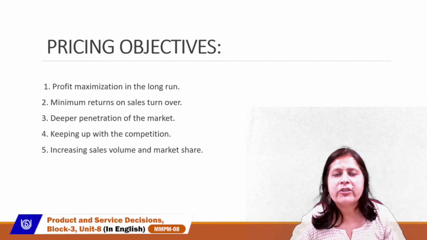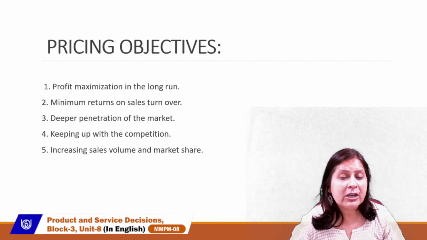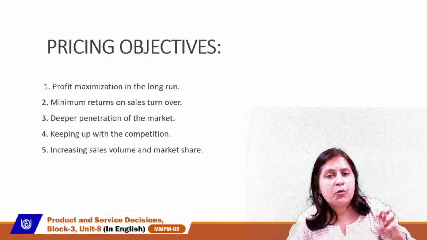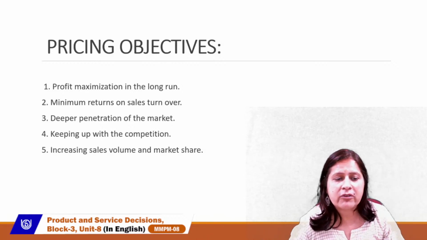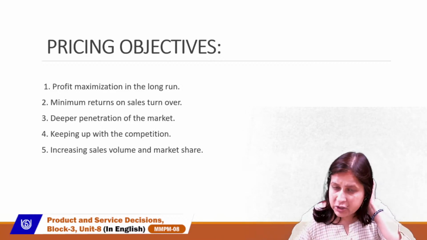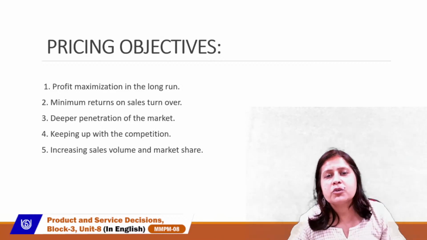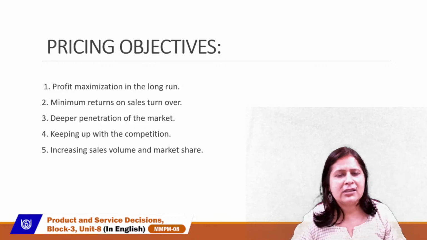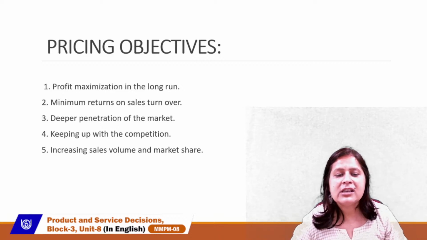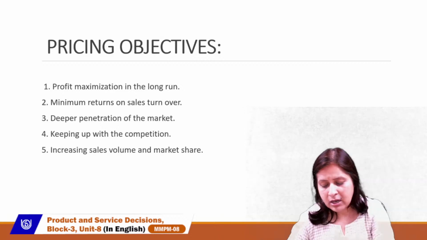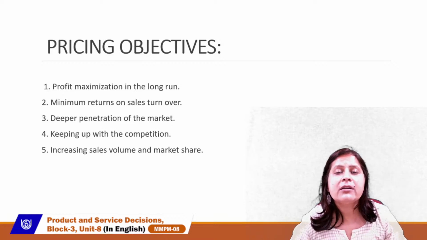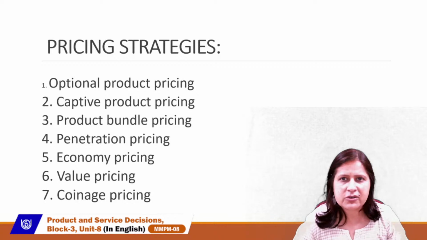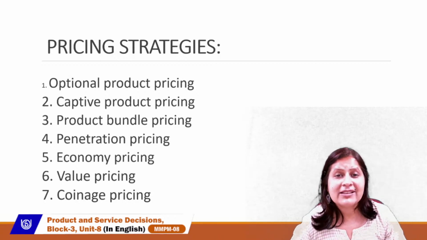Deeper penetration of the market. Another pricing objective could be the deeper penetration of the market, right? So you want to grab more market, deeper penetration of the market, keeping up with the competition. The other objective is, yeah, one wants to keep up with the competition. Then according to competition, one could price the product. Increasing sales volumes and the market share. At times the objective could be to increase the sales volumes and the market share so that you can achieve the targets, right? There are various pricing strategies.